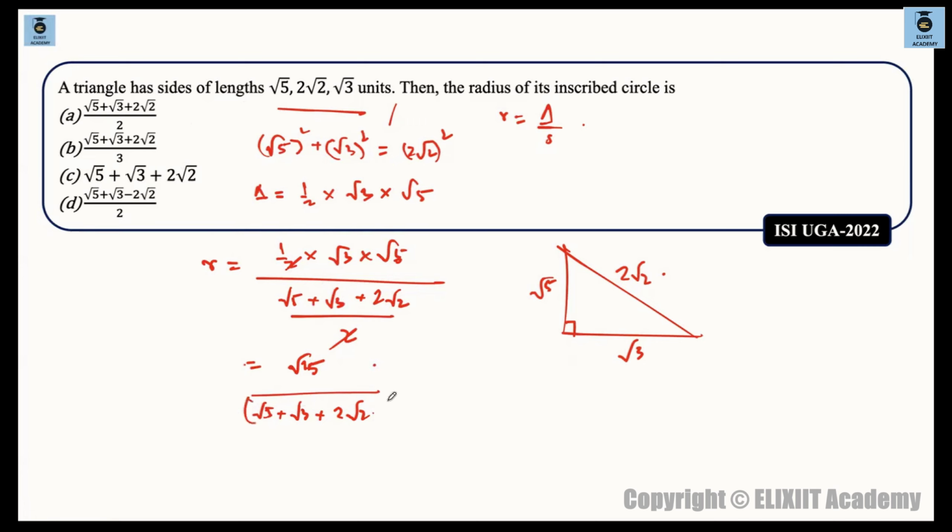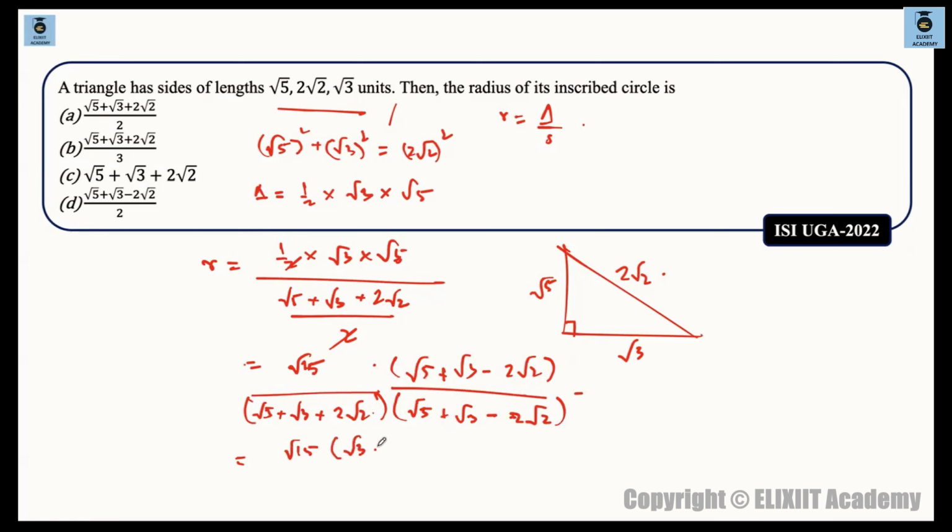Now if we rationalize the denominator, rationalize means we take √5 plus √3 and its conjugate with minus of 2√2, multiply and divide. From here itself we'll get some simplification. So we get √15 times (√3 plus √5 minus 2√2), and below it becomes (a plus b) times (a minus b), that is a square minus b square.